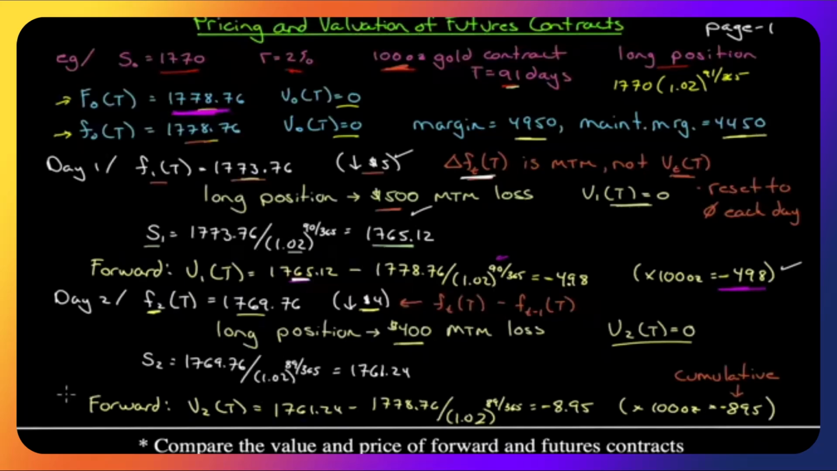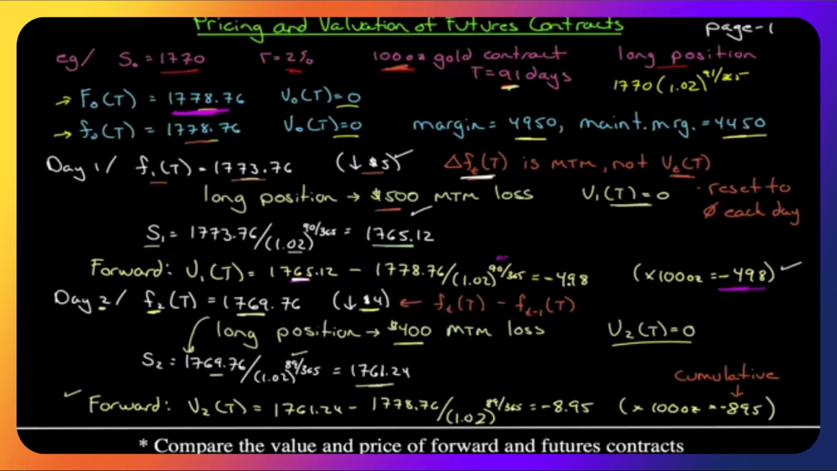But the forward doesn't settle up day to day. If we have a futures price of $1769.76, that implies a spot price of $1761.24. We get that by taking the $1769.76, that is the futures price now, and we're going to discount it to get to the spot price. Notice we're using 89 over 365 now because 2 days have gone. This was a 91-day contract. So the spot price would be $1761.24.